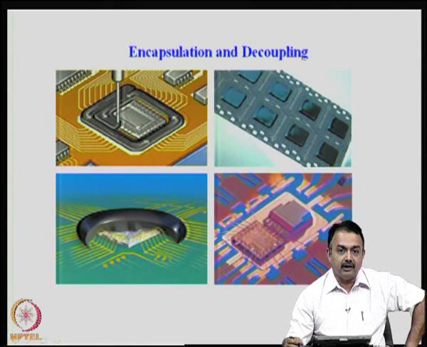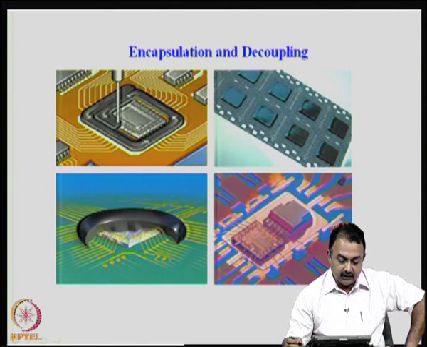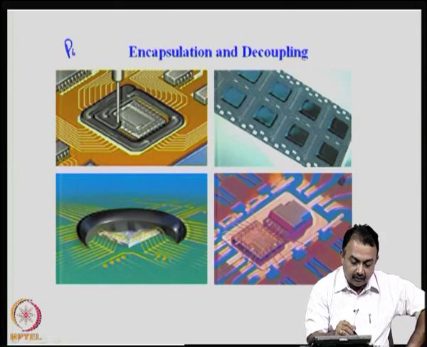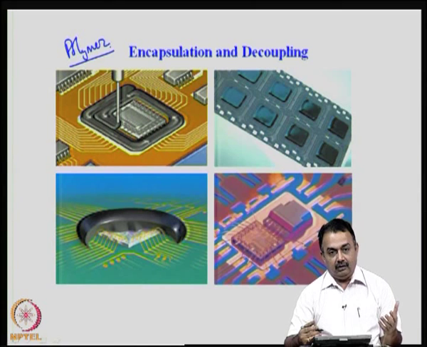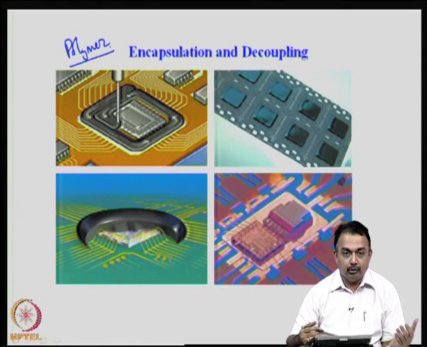Now, briefly about encapsulation. Encapsulation is basically a process of using a polymer material to protect the die from the external environment. What is the external environment we are concerned about? Temperature increase, dust, humidity. So, the polymer material should be inert, it should protect the wire bonds that you have established or the flip chip bonding that you have established, and protect the die from external influences.